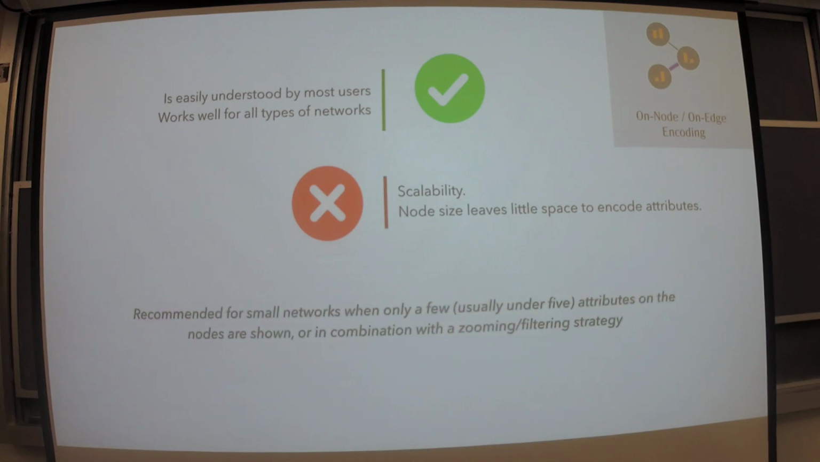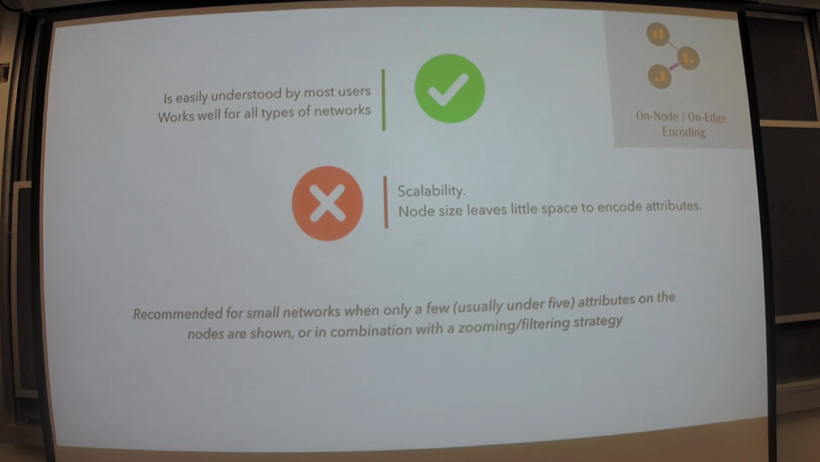So overall, when it comes to recommendation, we recommend these for small networks when very few, usually under 5, attributes on the nodes are shown, or if you can use on-demand zooming and filtering. So this will be the equivalent of a data operation where you say, okay, I don't have space for my entire network, so I'm going to filter out and just put 10 nodes that I'm interested in, and then zoom out, pick another 10 nodes, and so forth.